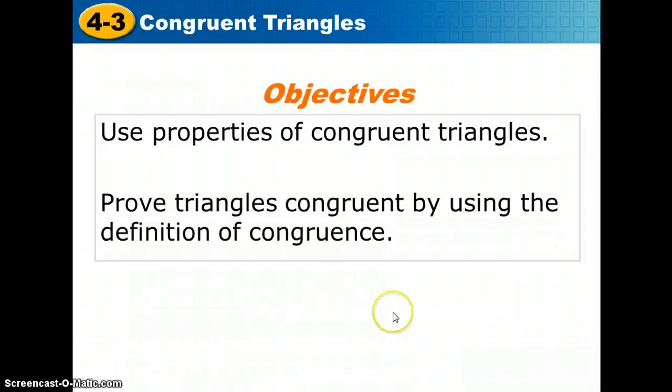Alright, let's take a look at lesson 4.3. The objectives today are to use properties of congruent triangles. So once we know that triangles are congruent, we can talk about their properties. And then we're also going to be proving that triangles are congruent by using the definition of congruence. So let's take a look.